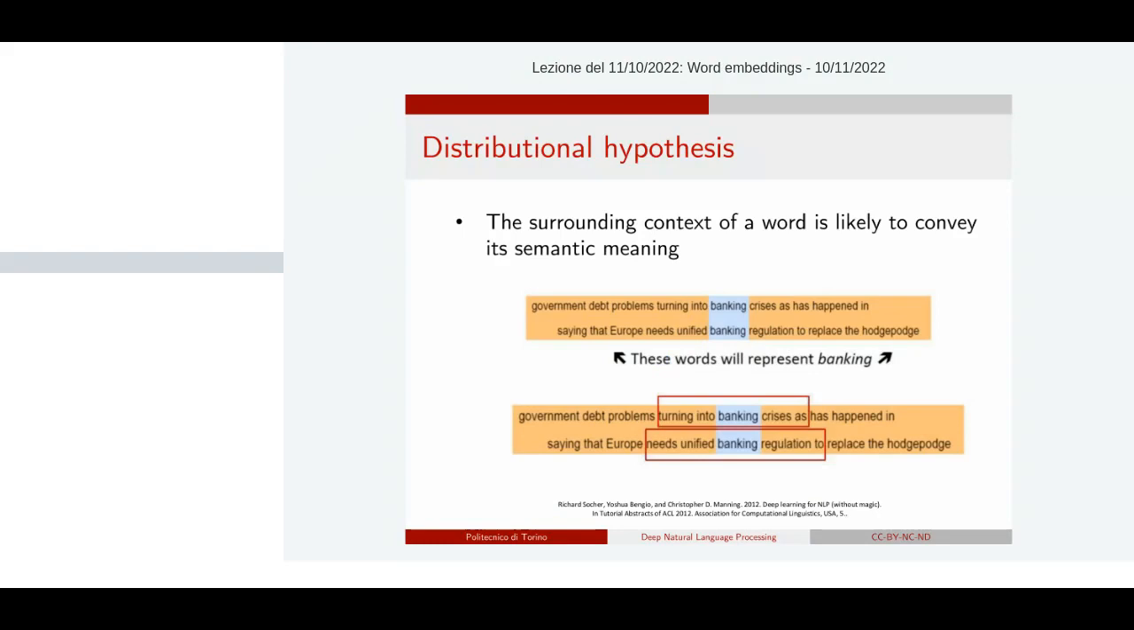Okay, here is just to make this clear. For example, the word banking occurs in many different pieces of text. Here you see that the words included in the context window, the one in red, are crisis, regulation, a lot of Europe. So these are words that describe the context of use of the word banking.